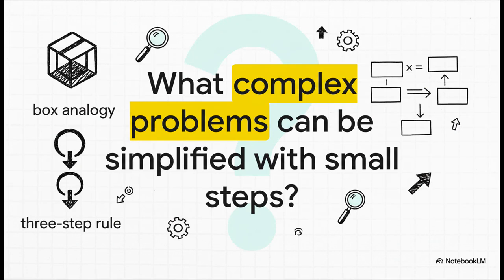And that leaves us with a final thought, doesn't it? We just took what seems like a complex calculus concept and made it way simpler just by breaking it down into a box analogy and a 3-step rule. So the question is, what else in your work or even your life looks really intimidating right now, but could be mastered if you just found the right small, repeatable steps?